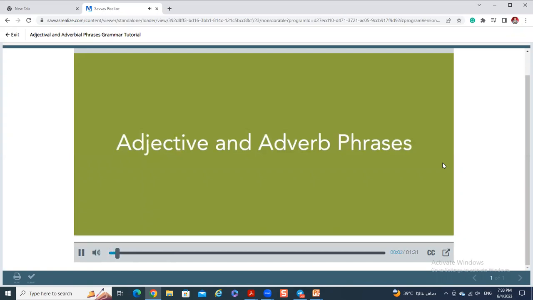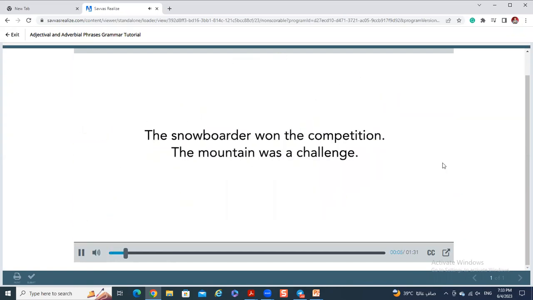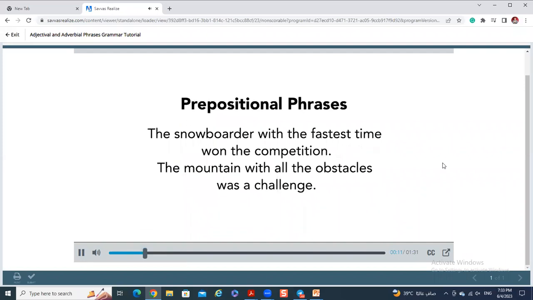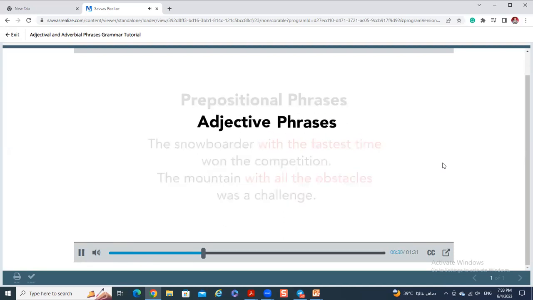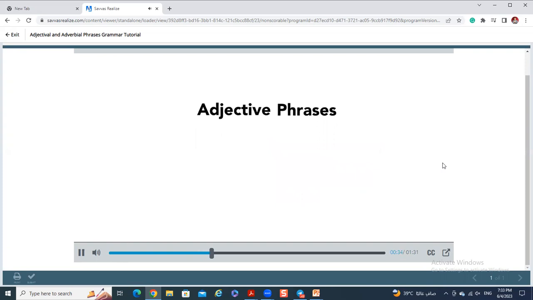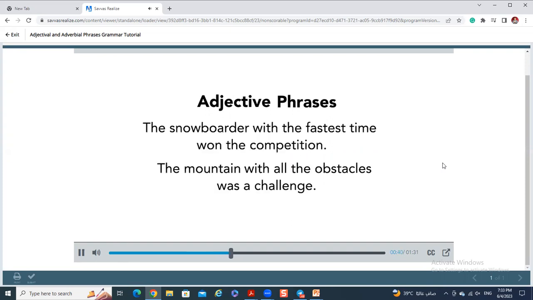Adjective and adverb phrases. The snowboarder won the competition. The mountain was a challenge. Wait, I should clarify those statements. The snowboarder with the fastest time won the competition. The mountain with all the obstacles was a challenge. Those two prepositional phrases, with the fastest time and with all the obstacles, make a big difference. They function as adjectives and therefore are called adjective phrases. Adjective phrases modify nouns or pronouns by telling what kind, which one: which snowboarder, the one with the fastest time; which mountain, the one with all the obstacles.